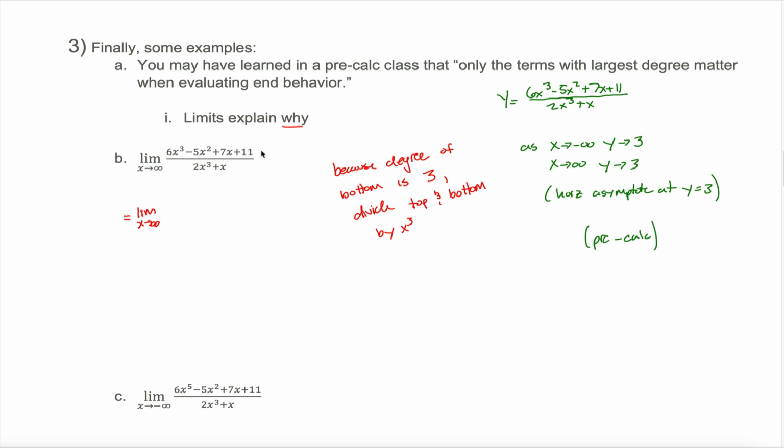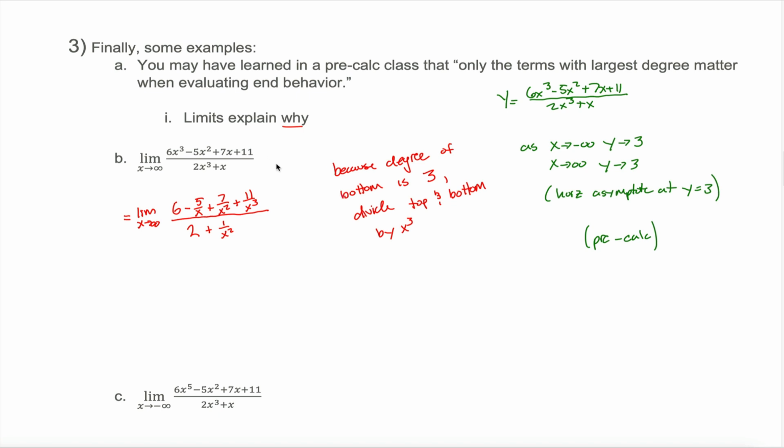If I divide the top by x cubed, I'm dividing each of these 4 different terms by x cubed. So I would get 6x cubed divided by x cubed, in other words, 6, minus 5x squared divided by x cubed, in other words, 5 over x, plus 7x divided by x cubed, in other words, 7 over x squared, plus 11 over x cubed. Down on the bottom, I would have 2x cubed divided by x cubed, in other words, 2, plus x divided by x cubed, in other words, 1 over x squared.